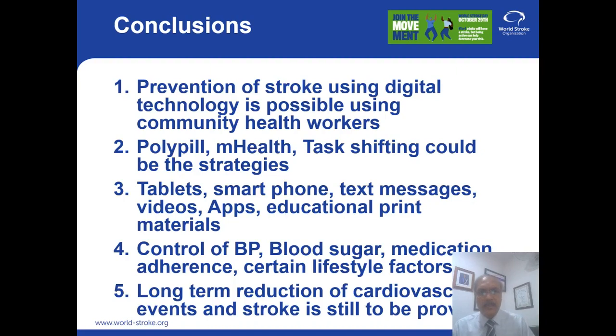Various strategies can be adapted: polypill, ML, task shifting. We can use different modalities like tablets, smartphones, text messages, videos, apps, and educational print materials. So there is definite evidence for control of blood pressure, blood sugar, medication adherence, and certain lifestyle risk factors. But long-term detection of cardiovascular events and stroke is still to be proven.